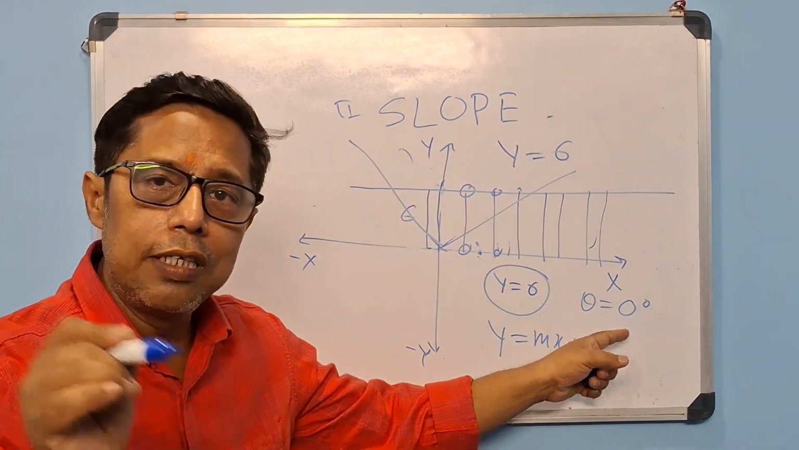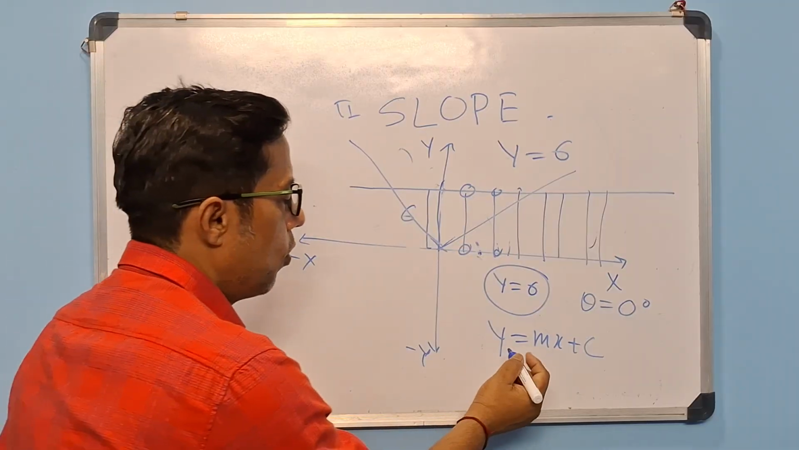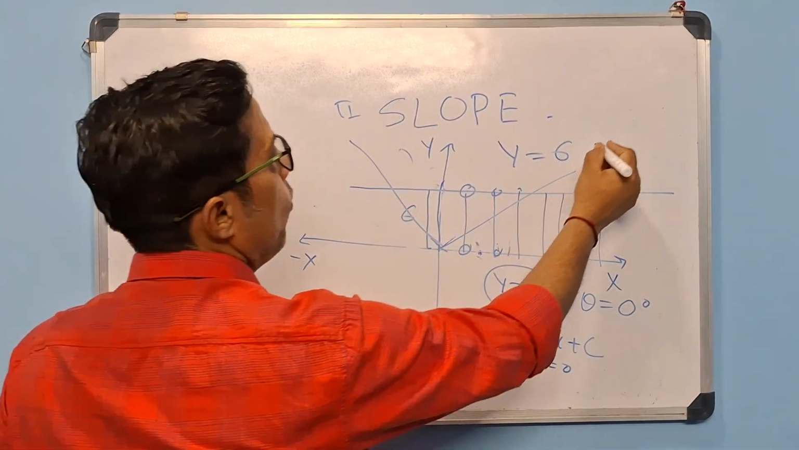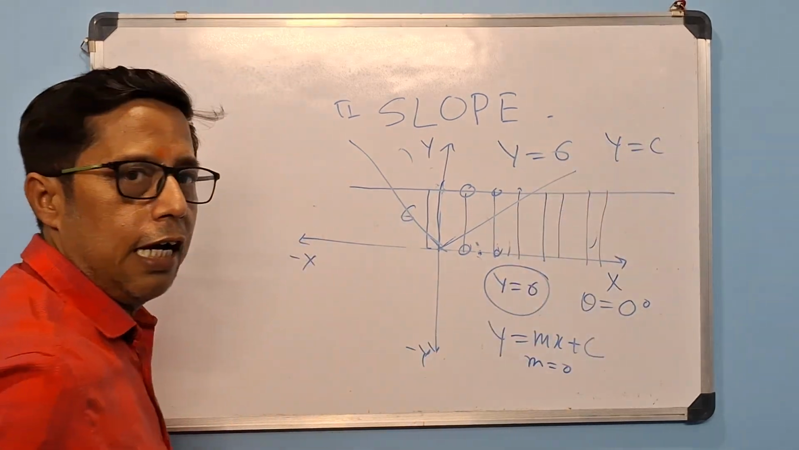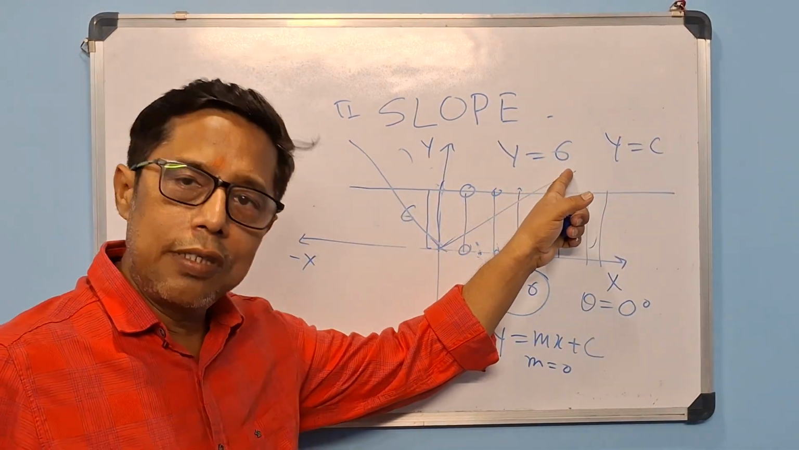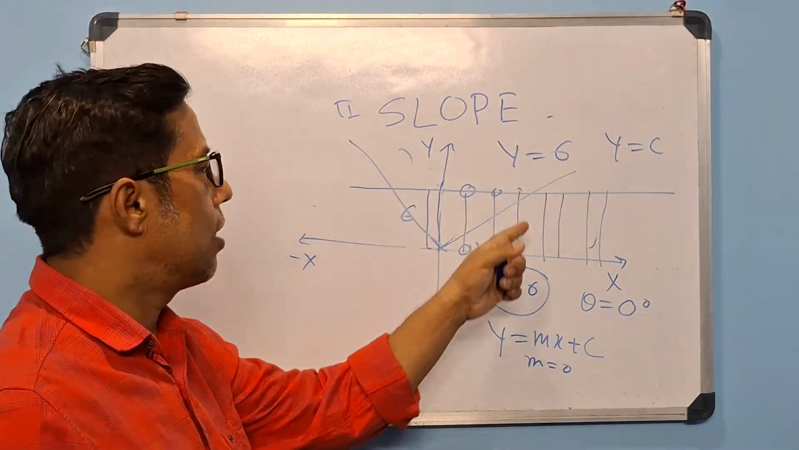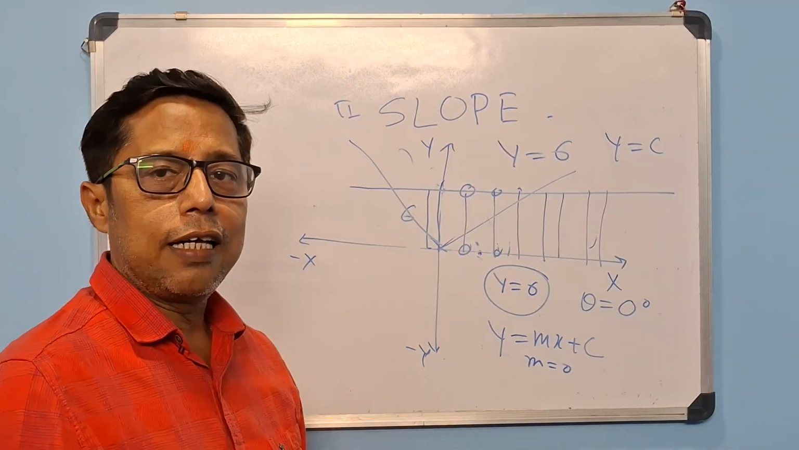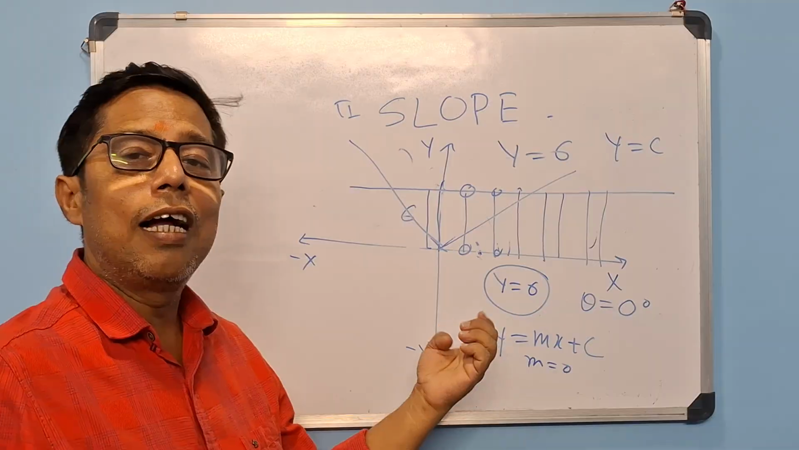So theta will be 0 degrees, slope will be 0, so m will be 0. The equation of this line will be y equals constant. The constant value c is given in the question, so the answer will be y equals 6. So for any line parallel to the x-axis, the equation is y equals constant.